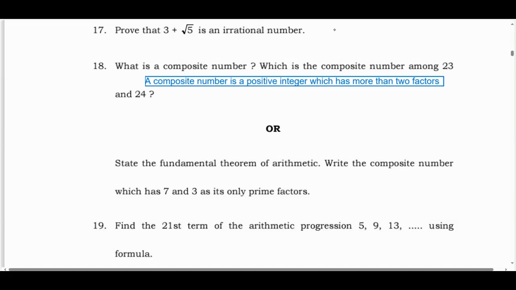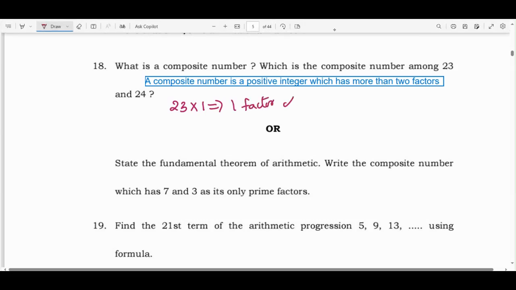So, question number 18. What is a composite number? Which is the composite number among 23 and 24? A composite number is a positive integer which has more than two factors. If the number is going in more than one table, then it is called a composite number. Here we have 23. 23 is a prime number, so it has only one factor. Therefore it is not a composite number.